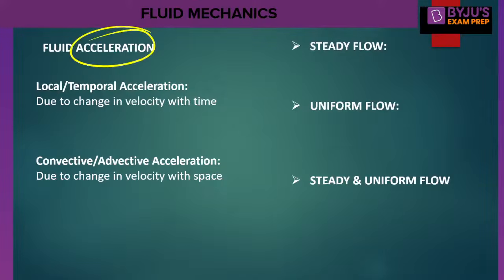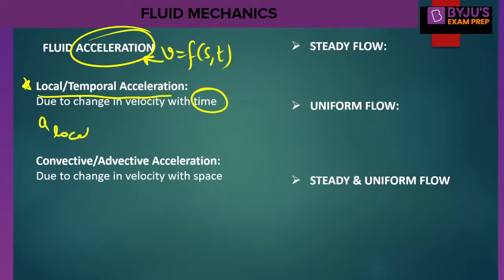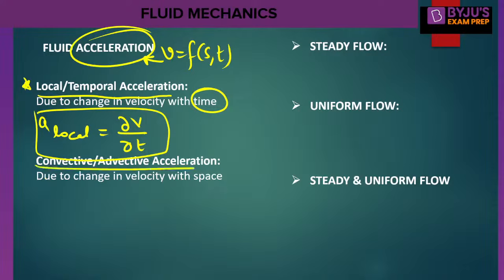Then the next parameter is fluid acceleration. There are two types of acceleration because the velocity is a function of space and time that develop the acceleration. When the velocity changes either with space or with time or both, there is an acceleration developed. That is called local acceleration when the velocity changes with time. So the local acceleration is given by del v by del t. Then the convective or advective acceleration when the velocity changes with space. So the convective acceleration is given by v into del v by del s.